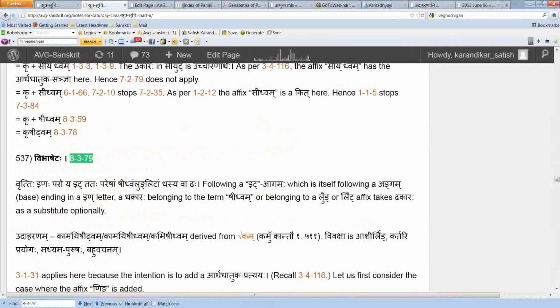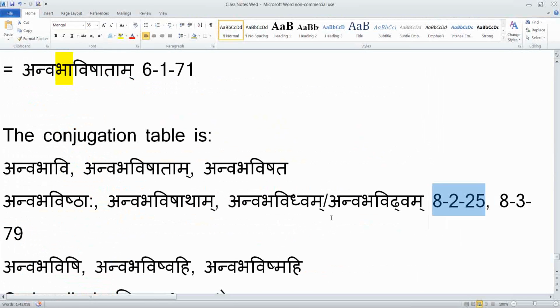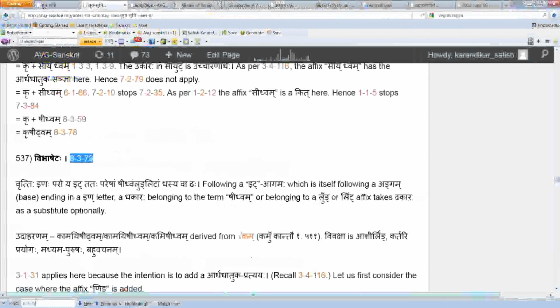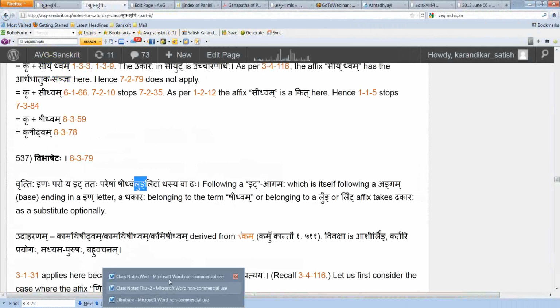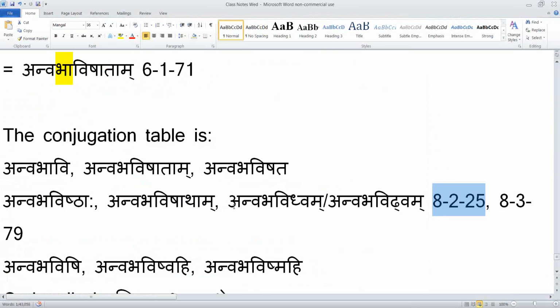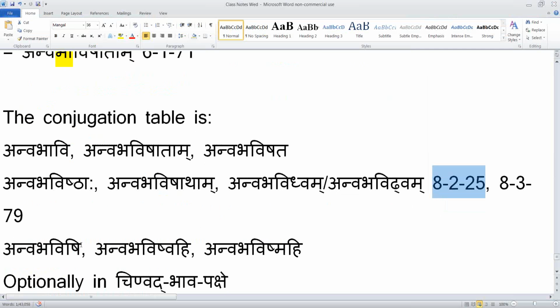So what do we have right now? We have the vakara, which is an in. For that we have, following that, an idagamaha. Okay. Then tatah paresham shidvam, lung litam dasya vadha. So we get the dhattam optionally, murdhanya optionally, so we get anvabhavidvam. Then of course anvabhavishi, anvabhavishvahi, anvabhavishvavi, bhavishmahi.